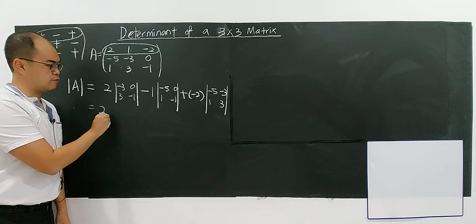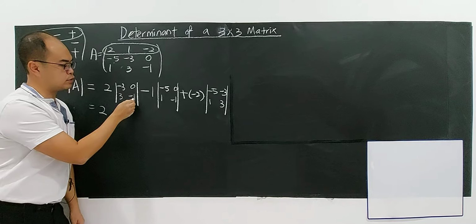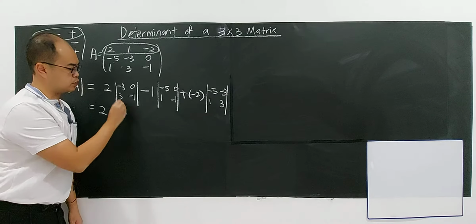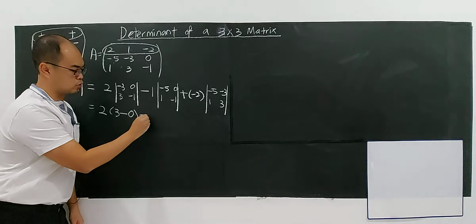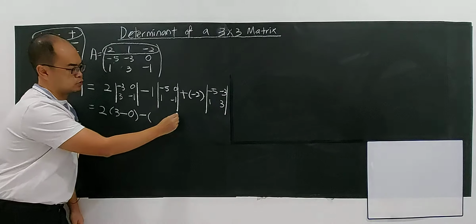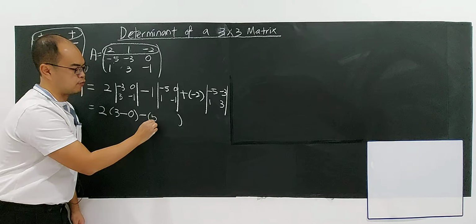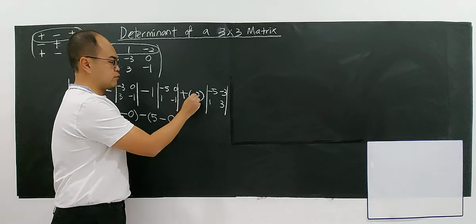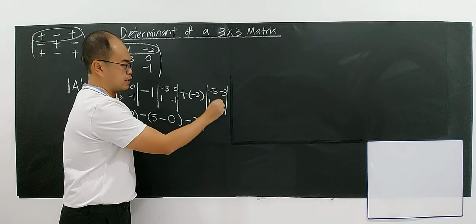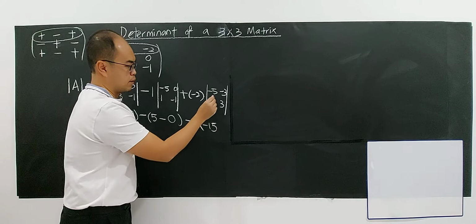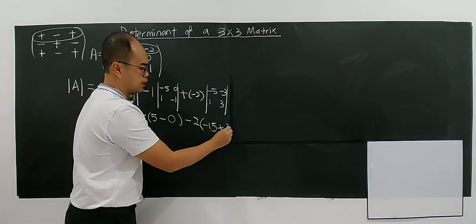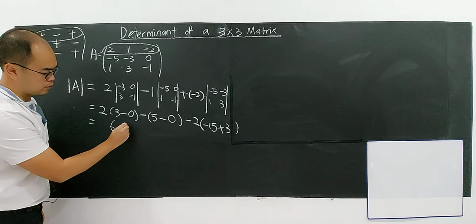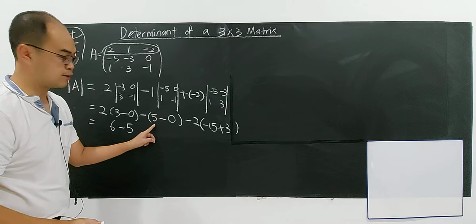Very simple, you evaluate the minors. Negative 3 times negative 1, you have 3, minus 3 times 0. Then minus 1 times, negative 5 times negative 1, you have 5, minus 1 times 0, 0. Then positive, negative 2 times, negative 15, minus negative 3, so it's plus 3. Eventually you will get 2 times 3, which is 6, minus 5.